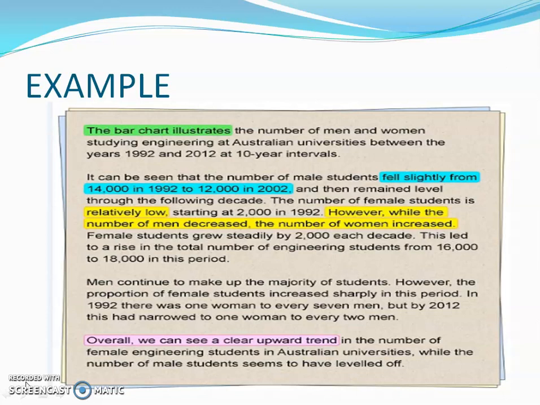So, we have used discourse markers like "however" and "while". This shows that we have a logical flow in the sentences we have used. And the last paragraph is the concluding paragraph. In the concluding paragraph, we have used expressions like "overall." Overall, we can see a clear upward trend in the number of female engineering students in Australian universities, while the number of male students seems to have leveled off.